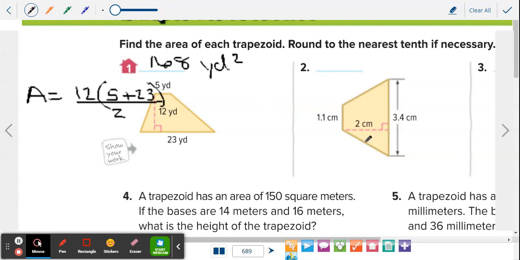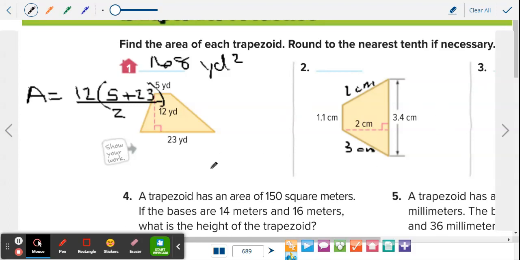Like I said before, if they put things here on these diagonal lines, this has nothing to do with the height, has nothing to do with the bases, has nothing to do with the area formula. So you just forget them. Don't worry about them. They're just there to confuse you. So if you see them, just forget about them.